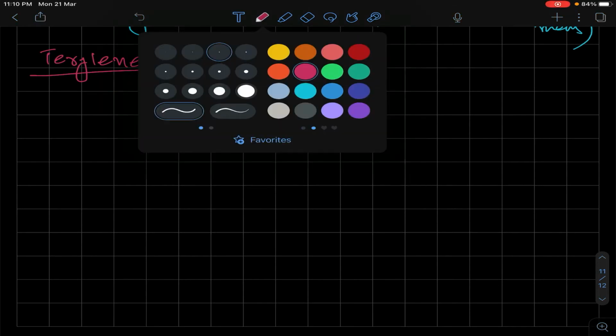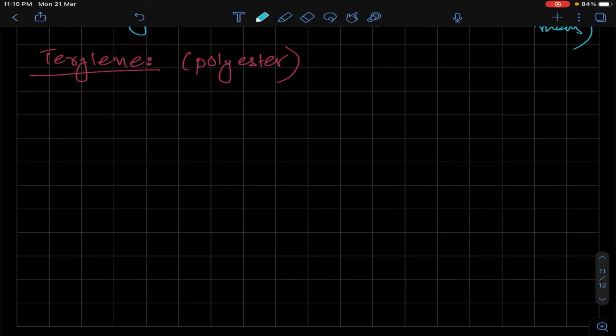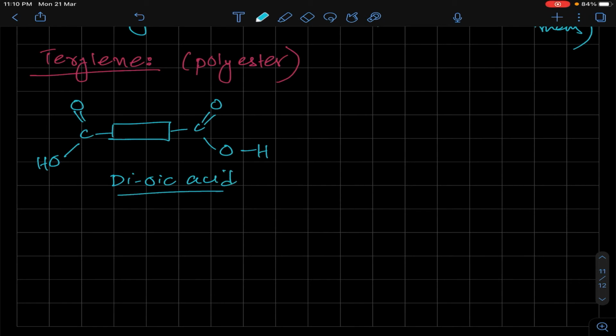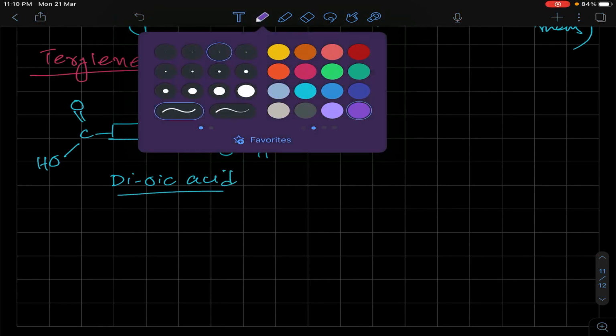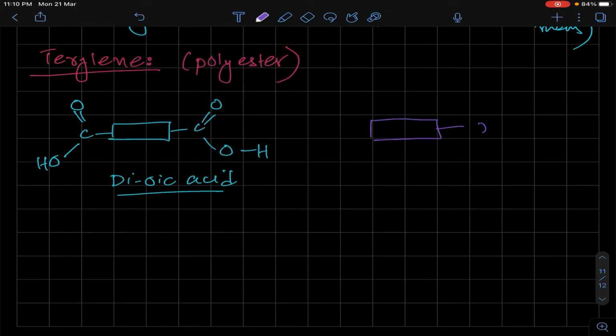Right, so again, first we have to draw the structure of the monomers from which terylene is formed. In case of terylene, we have a dioic acid, again a dioic acid. So one of the monomers is similar in both nylon and terylene, right? So this is one of the monomers of terylene, a dioic acid, and a diol. The other monomer is diol. Diol means we have an OH group on both sides of the carbon atom. So this is a carbon chain, and the structure is known as diol, right?